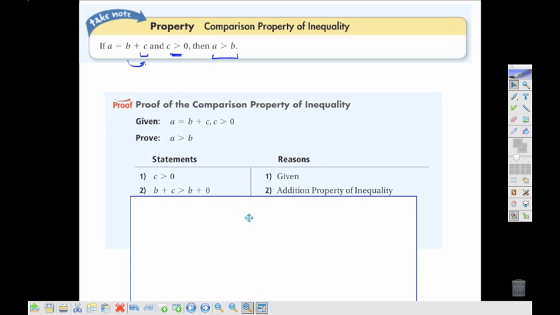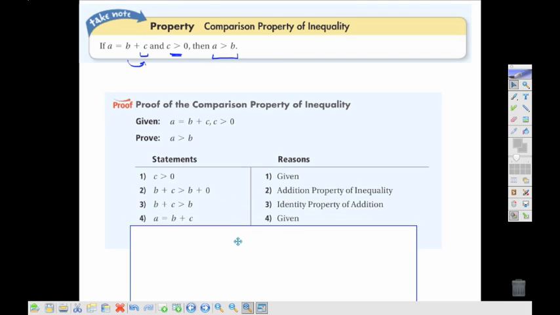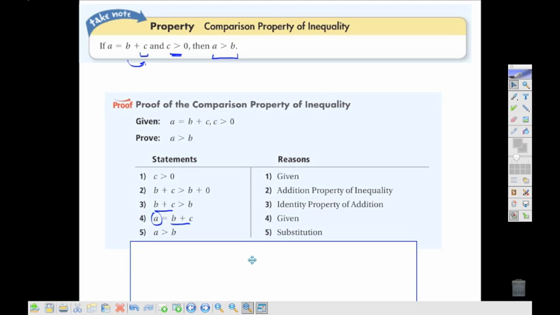Now to prove this then, we just start with, we know that C is a positive number, and if C is a positive number, notice adding B to each side, addition property there, wouldn't change the inequality. And since I'm adding 0, I can just say that this is greater than B. So that's the identity property, 0 is the identity. And we were also given that A is equal to B plus C. So what I'm going to do here is I'm going to take this B plus C from here, and I'm going to substitute in the A in my next step, so therefore I know that A is greater than B.